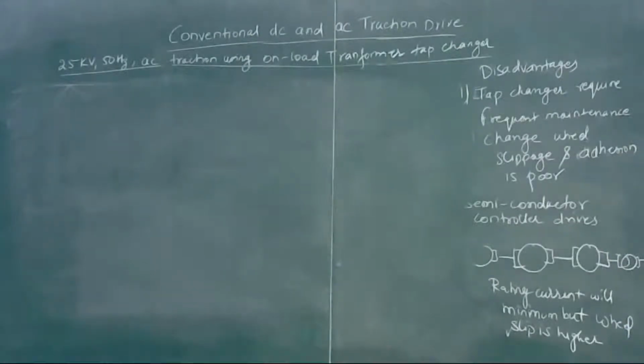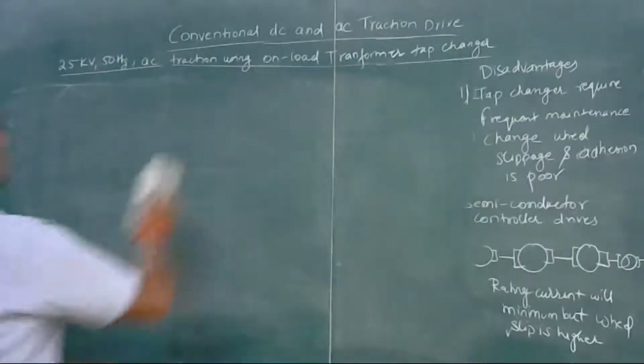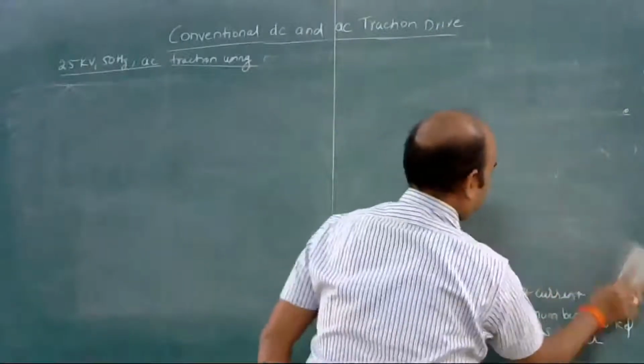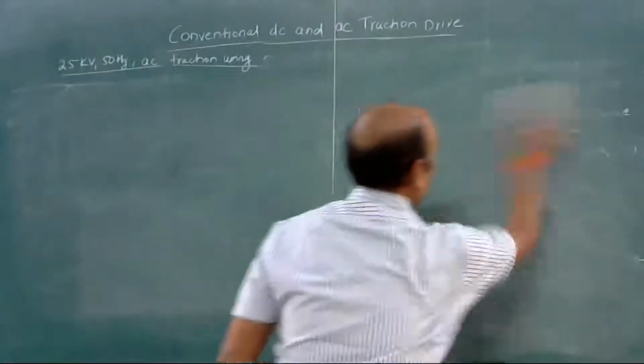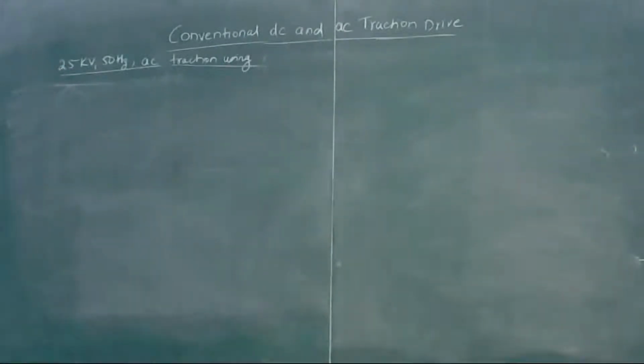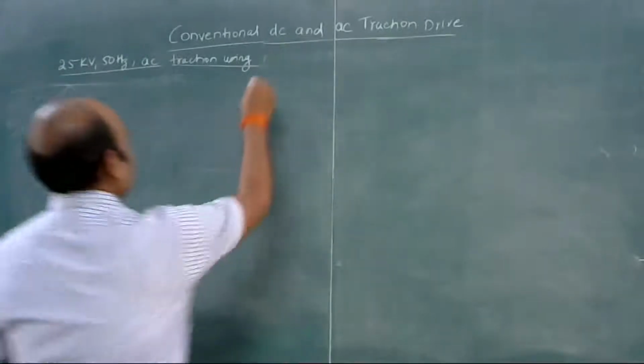So now we'll study 25 kV 50 Hertz traction using semiconductor converter control.